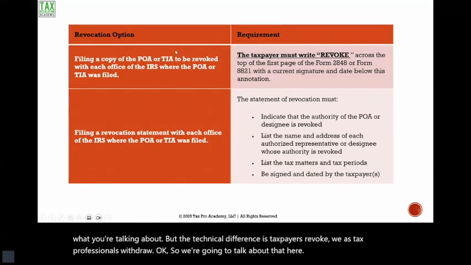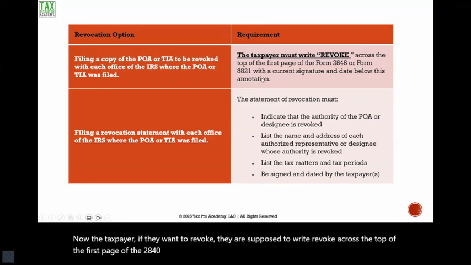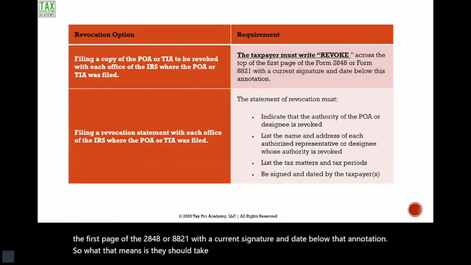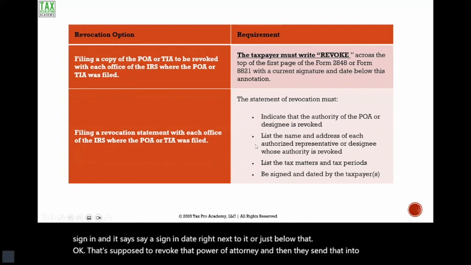Now, the taxpayer, if they want to revoke, they're supposed to write revoke across the top of the first page of the 2848 or 8821 with a current signature and date below that annotation. So what that means is they should take page one, write revoke across the top, and then sign and date right next to it or just below that. That's supposed to revoke that power of attorney, and then they send that into the IRS.